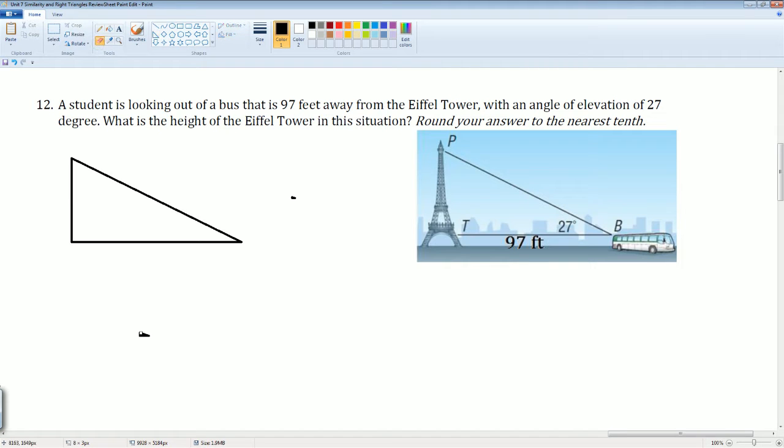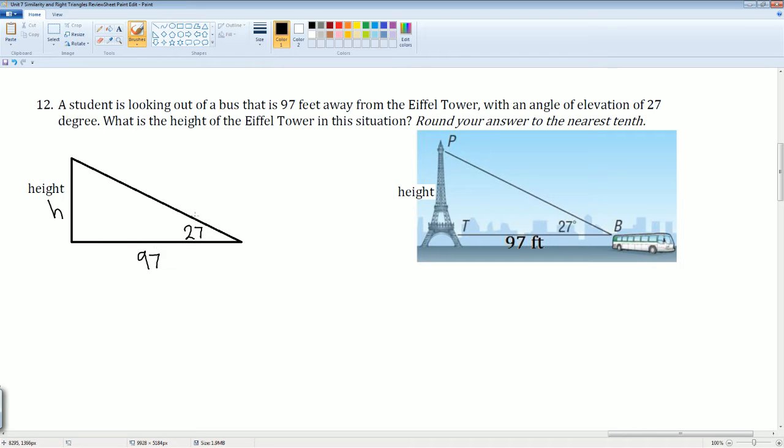Some things that we have is the 27 degrees here is the angle here. We have the 97, which is how far the bus is, and we need to know the height of the Eiffel Tower, which is going to be right here. This is the height. I do not know what letter to use, so I'm going to use the letter H for height.